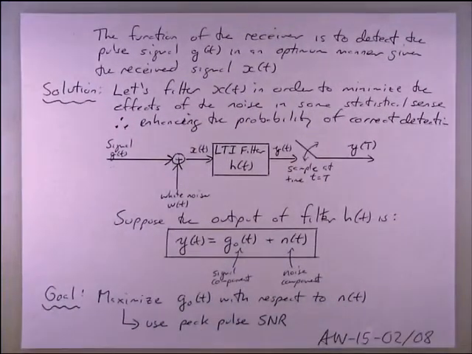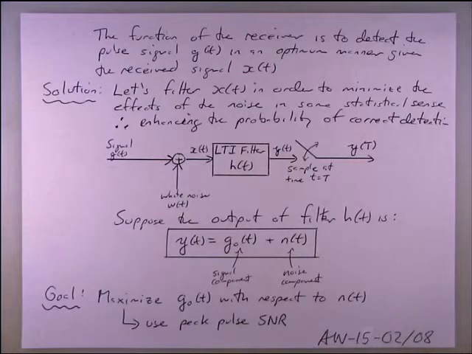So the solution is we want to create an LTI filter, a linear time invariant filter. And with this LTI filter, we want to craft it such that at the output, we have g naught of t. So this is like an enhanced g of t. So if we have a set of waveforms, what h of t will do is it will enhance it over the noise that's existing there.